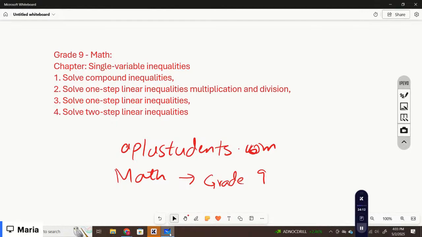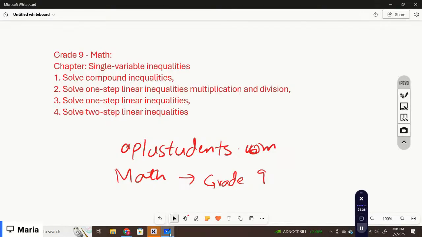You can find all the lessons on a+tutors.com. You have to log in there using your email address and the password provided by the administrator. Then you have to select math from the subject tag, scroll down to grade 9 math and then click on view all lessons. There you can find a list of the chapters.